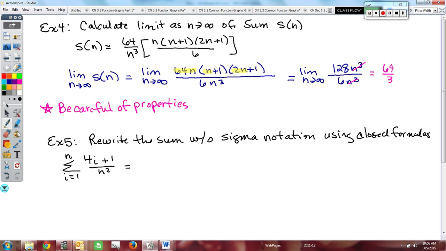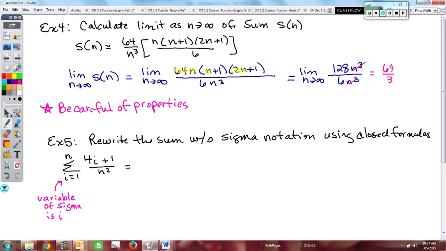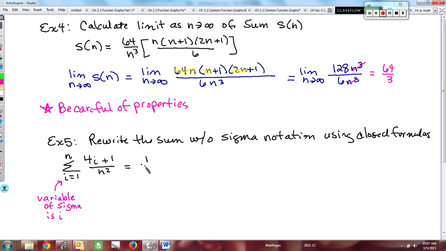So the very first thing that I want to stress is that this is your variable. The variable in the sigma is i. That means that everything else is a constant. n is a constant, so n squared is a constant. So when I am looking at this problem, this n squared, I'm going to pull it out of the sum because it is not the variable in the sigma. It is a constant. So i equals 1 to n of 4i plus 1.